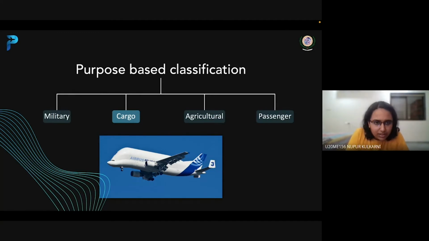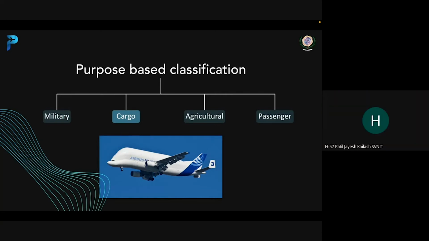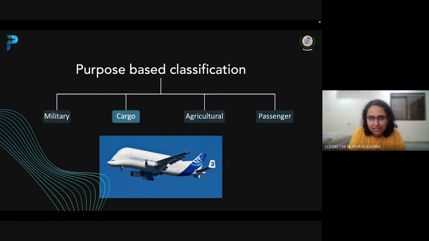Now, can anyone name what this is? Beluga. Antonov. Someone answered it right. It's the Airbus Beluga. It is specially designed in such a way that it can carry the blades of turbines and windmills. Also, wings of many heavy aircraft are carried through this cargo airplane.